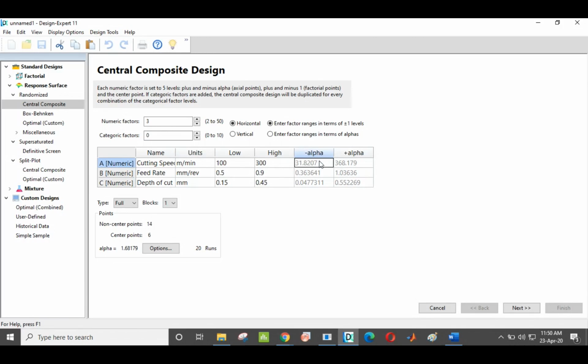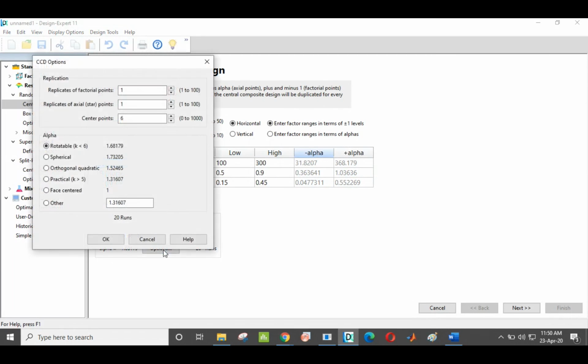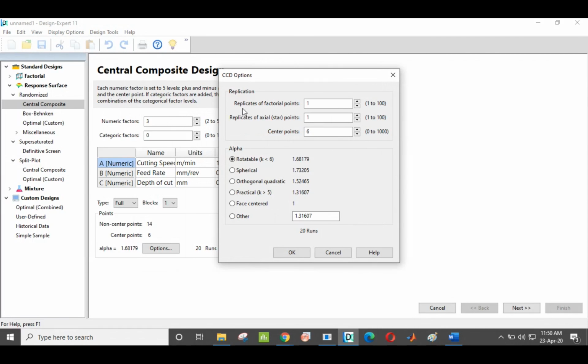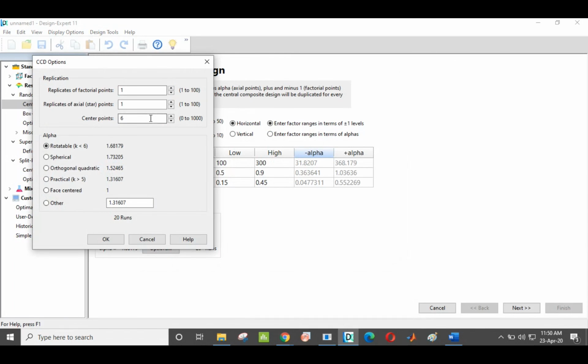So in that case that is not at all possible. So how to change this? Go with options. Here you can see replicates of factorial points 1. Replicates of axial star point 1. Don't change these two things because this is the minimum one. The center point is 6. If I want to increase that, I can increase. If I increase this, these 20 runs will get increased. So this is 6.